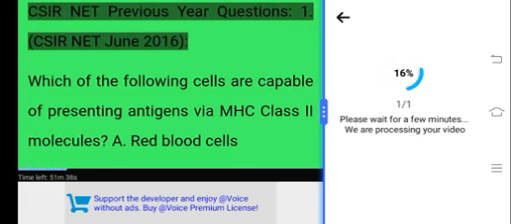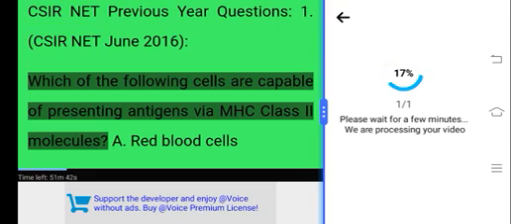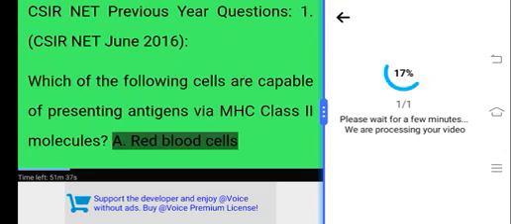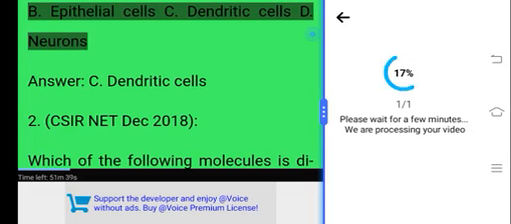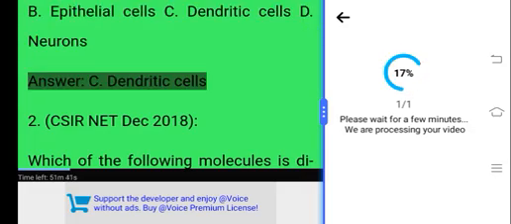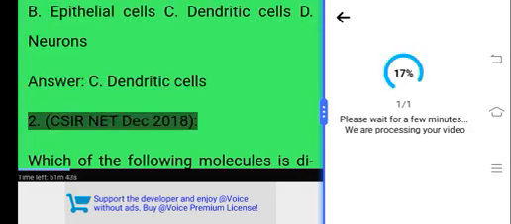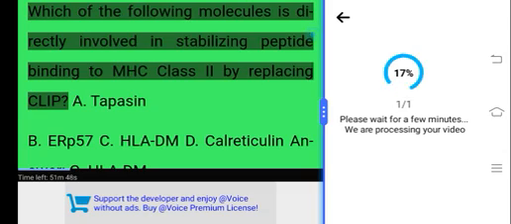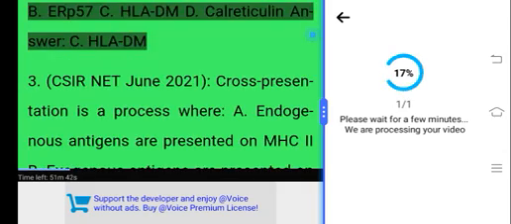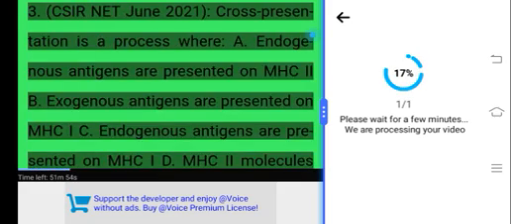1. CSIR-NET June 2016. Which of the following cells are capable of presenting antigens via MHC class II molecules? A. Red blood cells. B. Epithelial cells. C. Dendritic cells. D. Neurons. Answer: C. Dendritic cells. 2. CSIR-NET December 2018. Which of the following molecules is directly involved in stabilizing peptide binding to MHC class II by replacing CLIP? A. Tapasin. B. ERp57. C. HLA-DM. D. Calreticulin. Answer: C. HLA-DM.